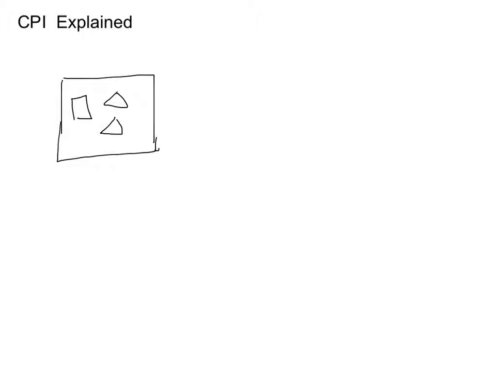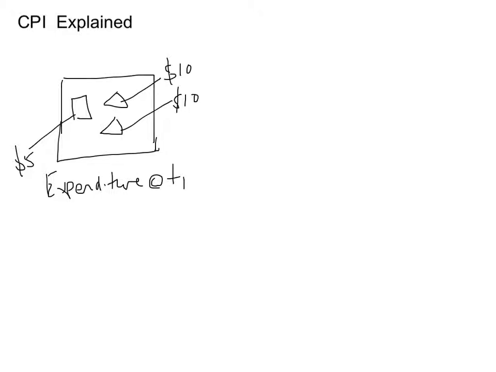All right. So can we put some prices in there? Yeah, make that $5. Make these ones $10 each. Okay. All right. So what we can do is we can work out how much it's going to cost you to buy this box of goods and services. So what I'm basically going to ask you to do is work out the expenditure at T1. We'll assume this is time 1.